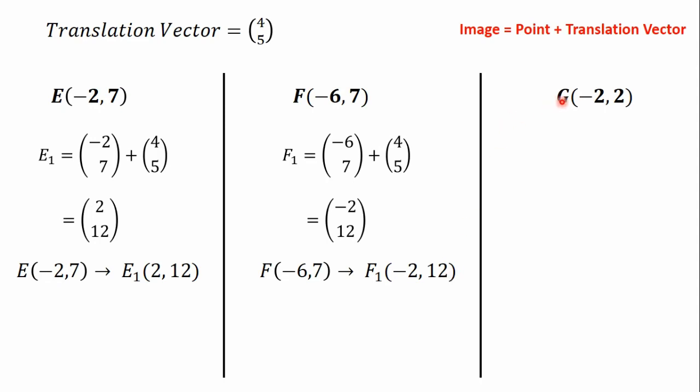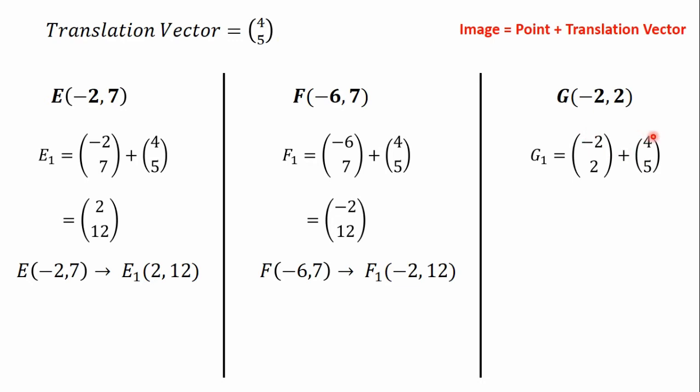Lastly, we move on to G. G has the coordinates -2, 2. Image is equal to point plus translation vector. So the image of G, which is G1, will be equal to the point G -2, 2 plus the translation vector 4, 5.